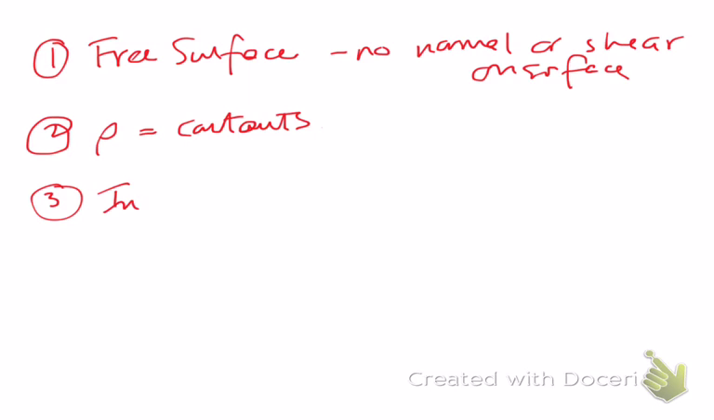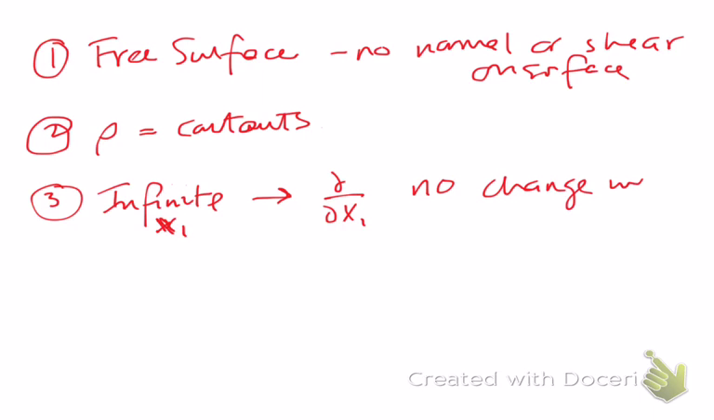Three, we talked about infinite in some directions. If it's infinite in the x1 direction, all the derivatives in the x1 direction have to be 0, because that means there's no change happening in that direction. It doesn't tell us about the magnitudes in that direction. It just tells us that there's no change in that direction.